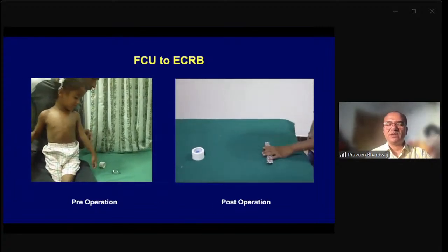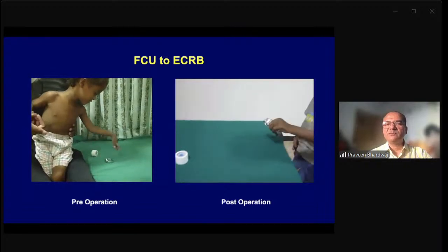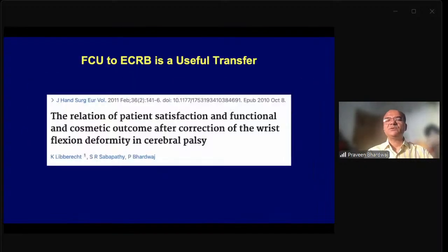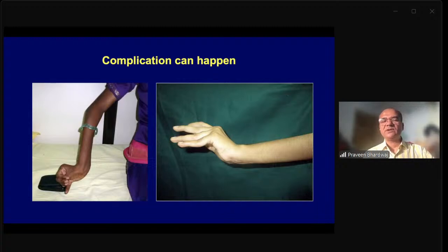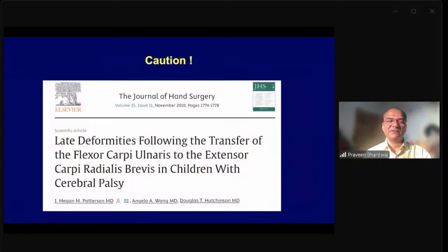We have found it to be quite effective, but we must be very careful because FCU to ECRB could result in overactivity of the ECU, resulting in hyperextension contracture as the child is growing. Many of the children may be just holding the wrist up in tenodesis and not able to flex the wrist at all. So when you are doing an FCU to ECRB transfer, we must make sure that the tension is not too much. We must make sure that the FCU is not overspastic. Otherwise, it will result in this hyperextension deformity, which could actually be more disabling than the flexion deformity itself.